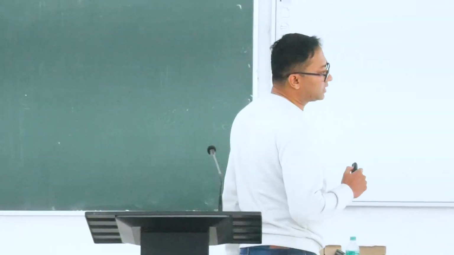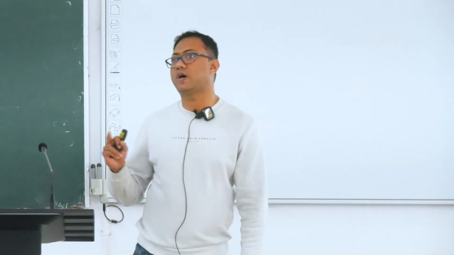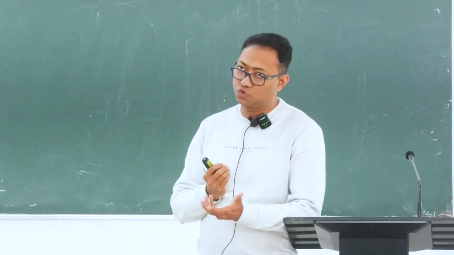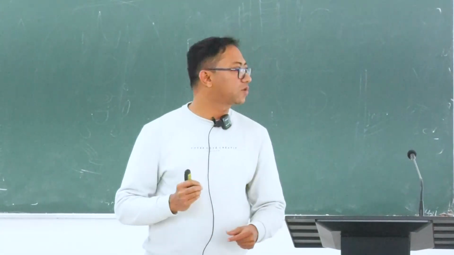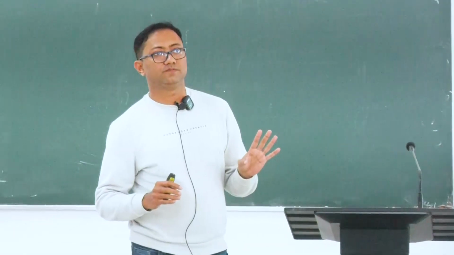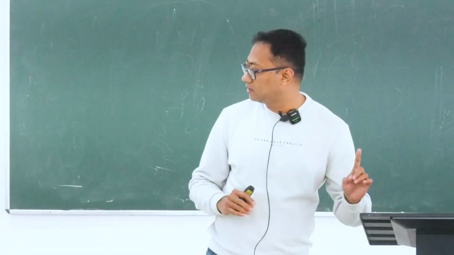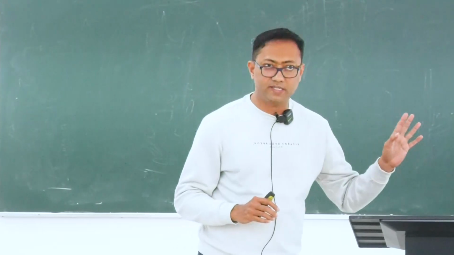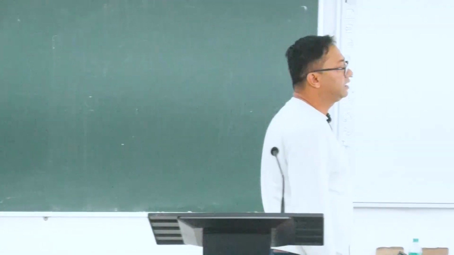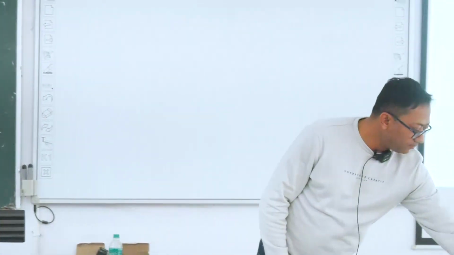So cardiac output is equal to heart rate into stroke volume. So how to change cardiac output? You can change cardiac output either by changing your heart rate or by changing your stroke volume. So cardiac output is basically a function of heart rate and stroke volume. Either you can change heart rate or you can change stroke volume, and as a result you can change the cardiac output, right?